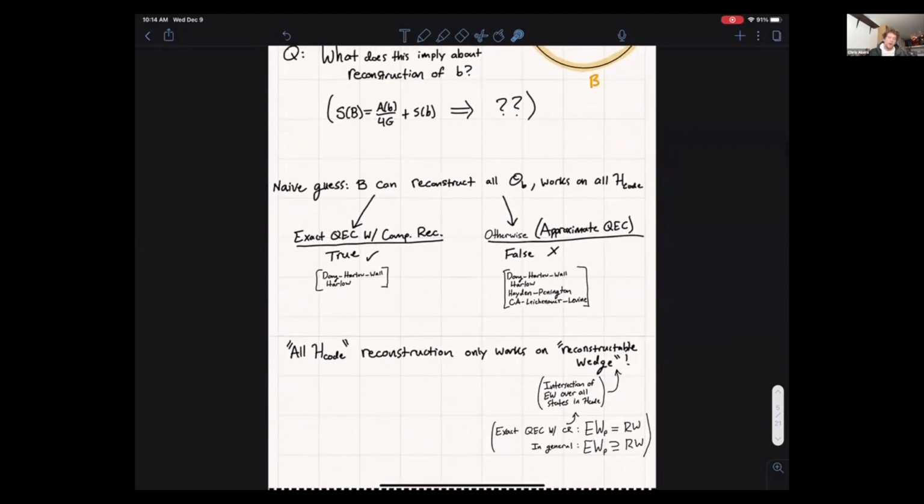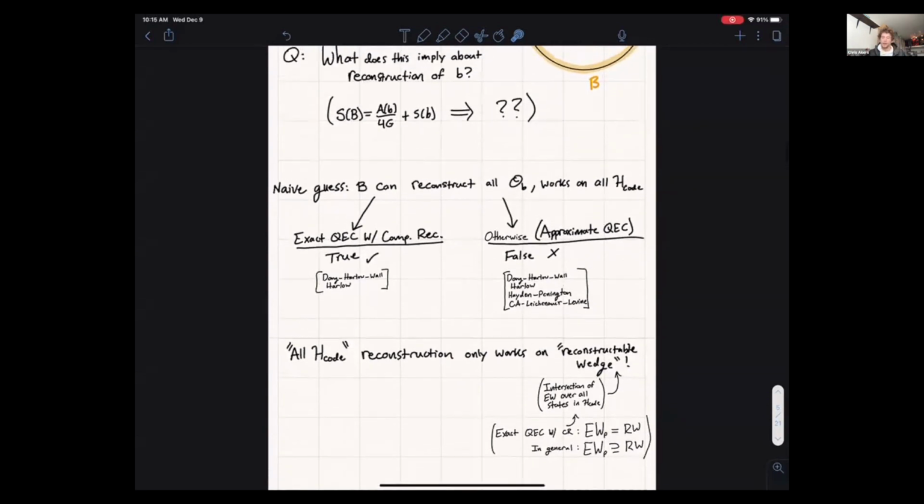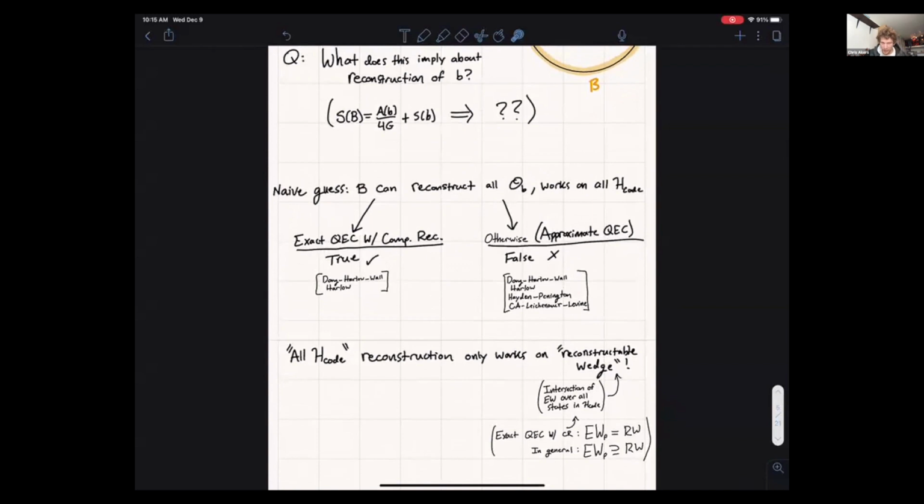So to say that again, this is all Hilbert code style reconstruction: operators that can be reconstructed and work for all states in the code subspace only work on what's called the reconstructable wedge, which is not the entanglement wedge. It is the intersection of entanglement wedges over all states in the code subspace. So in special cases, like exact quantum error correction with complementary recovery, all entanglement wedges are the same in the code subspace.